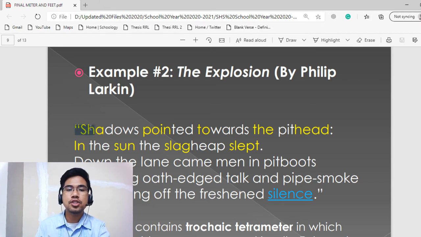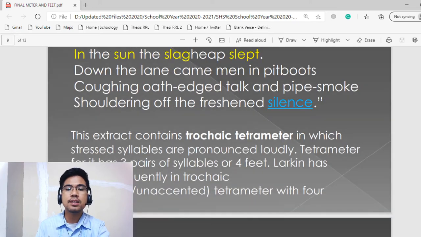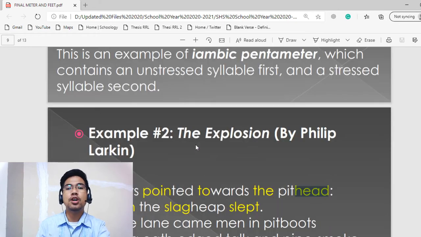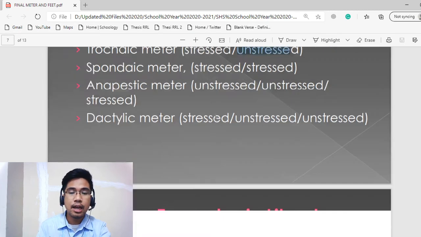This is stressed, unstressed, stressed, unstressed, stressed, unstressed, stressed, unstressed, and stressed. All right? Do you copy? So this excerpt contains trochaic meter. Trochaic because, going back to the pattern, trochaic meter employs a stressed and unstressed pattern. I hope you get that.